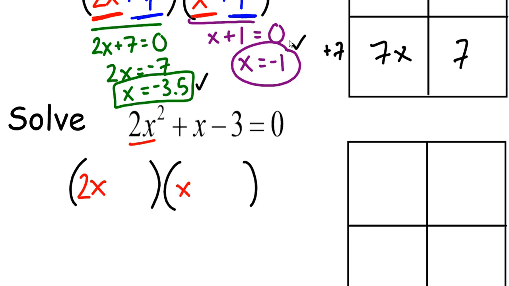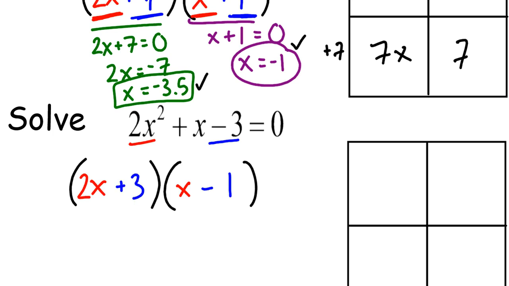Now this is a minus 3, so that tells me that one of these is positive and one of these is negative. So it's either going to be negative 1 and 3, positive 1 and negative 3, or vice versa. If you want to try for yourself, pause the video now. Otherwise, I'm going to tell you that the correct combination is going to be a minus 1 and plus 3x.